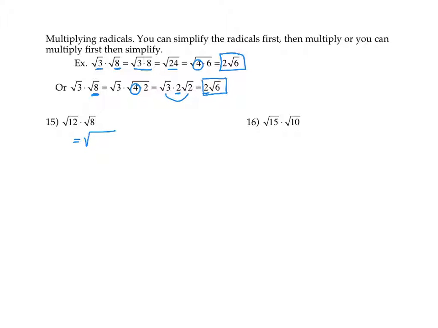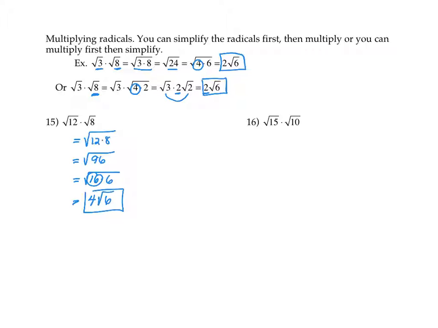Okay. So I think most students choose to multiply first. So if you take the square root of 12 times the square root of 8, that's equal to the square root of 12 times 8. And 12 times 8 is 96. And you might recall that we did this one before. So if you look back, you can see that 96 factors into 16 times 6. And the square root of 16 gives you 4. Square root of 6. Final answer.